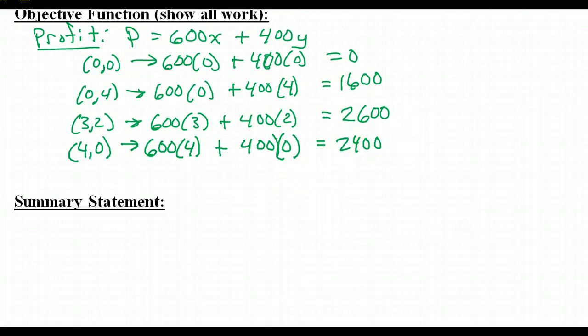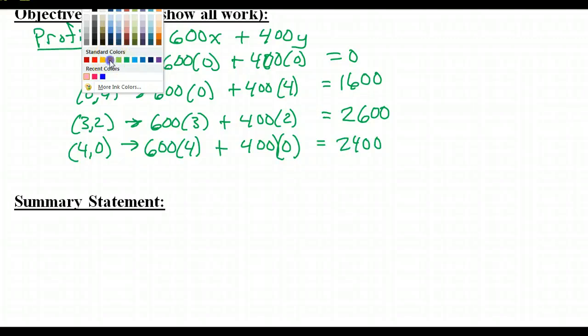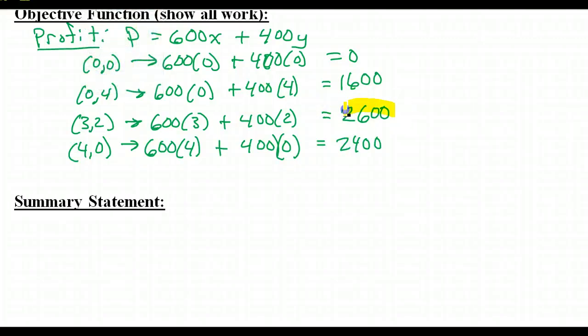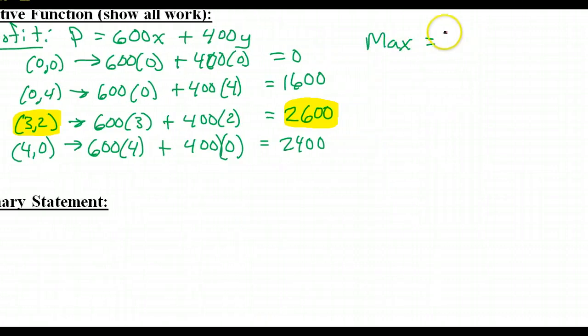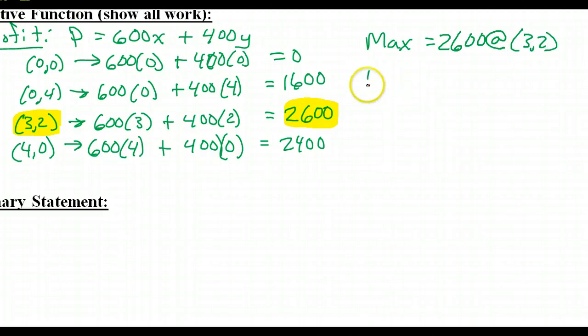So we have a winner. 2,600 is the max, and it comes from this point right here. The maximum equals 2,600 at 3, 2. This is not optional, by the way. Make sure you write this down. The minimum equals 0 at the 0, 0.